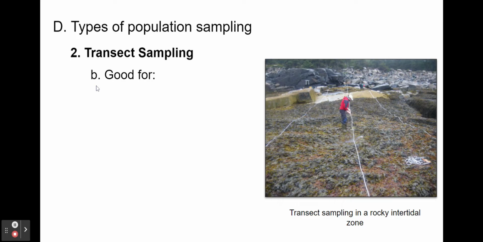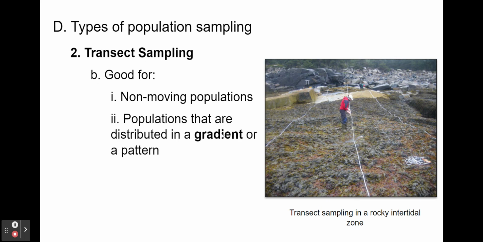Transect sampling, small b, is good for non-moving populations. If it moves to a new line, and we'll count it again later, that's no good. Populations that are distributed in a gradient or pattern. Here's transect sampling in a rocky intertidal zone.